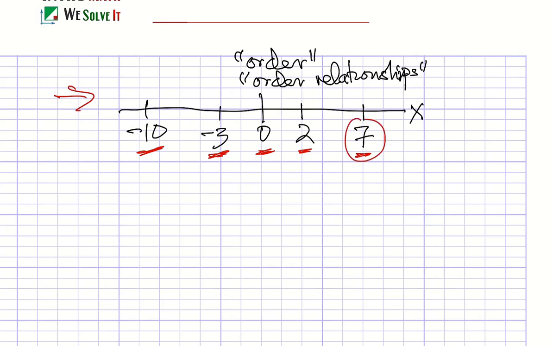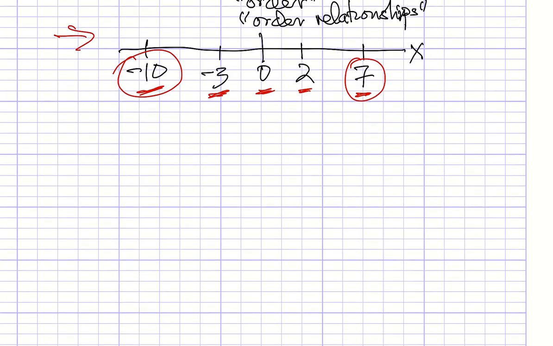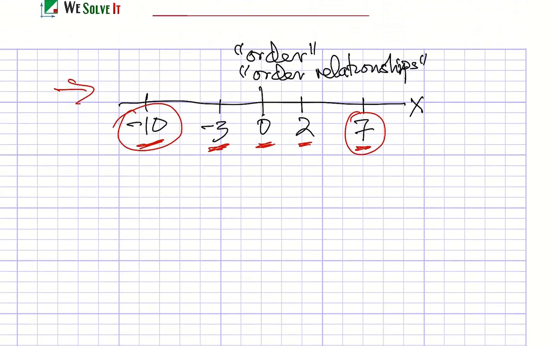Okay? I mean, 7 is greater than negative 10. You see that? This is the concept of order relationship, right? How do you write that? This is how you write that using those four ordering symbols. You remember our ordering symbols? Less than, greater than, less than or equal to, or what is that? Greater than or equal to.